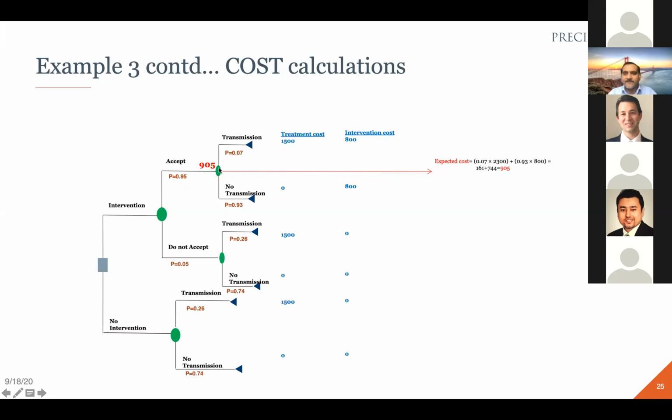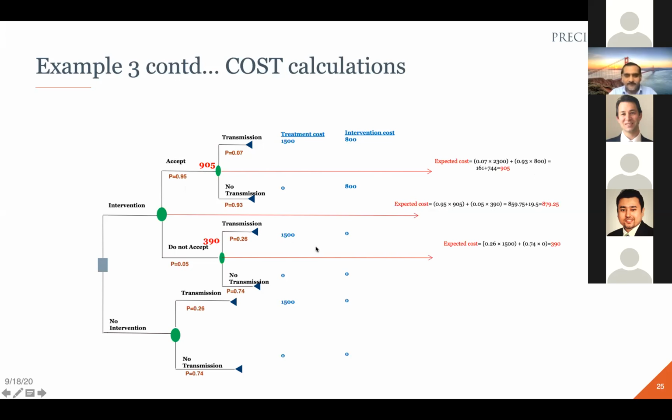It's an average cost of $905, let's say. And the same thing you can do in each of these sub-arms, and you can calculate the expected value associated with it. Okay, so this is the cost calculation I've calculated.